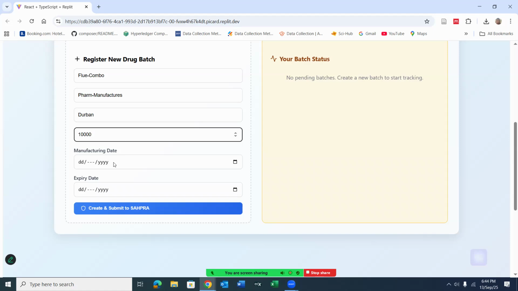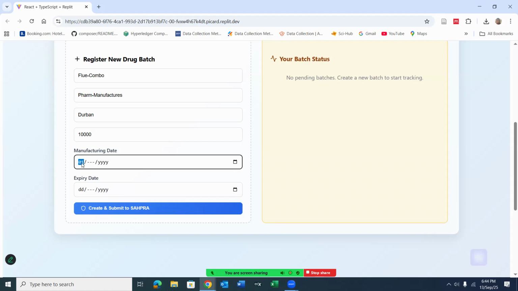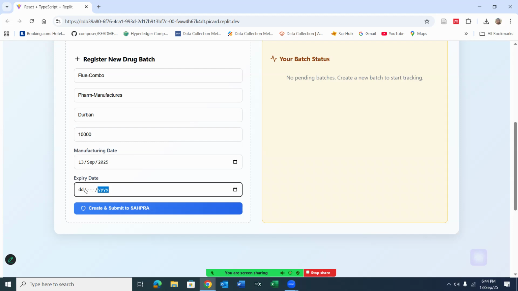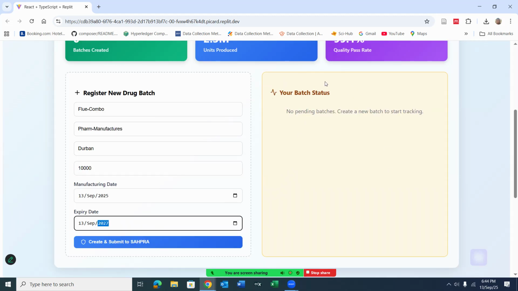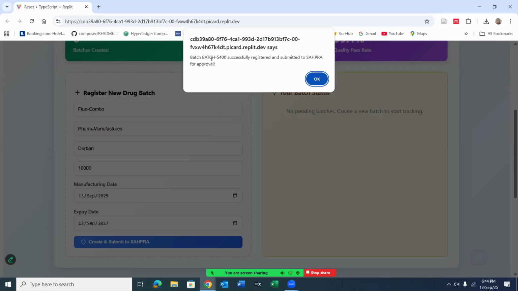Let's manufacture 10,000. The date of manufacture is today, in September 2025. This will expire in September of 2027. Let's give it 2 years. And then once we create and submit this to SAPRA, it will also update here on the batch status. So let's do that. Create, and then it says that batch 5400 was successfully registered and submitted to SAPRA for approval.